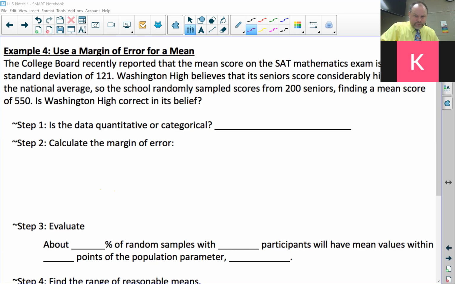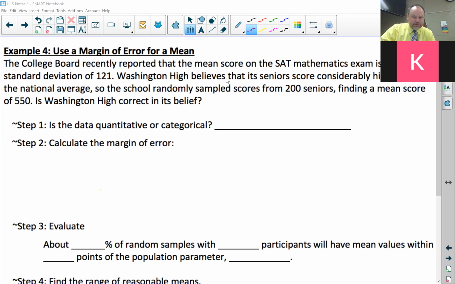All right, I'm not. All right, that's not working. How about going to chat? Go ahead and chat if you think it's quantitative or categorical. And just type that in. I'll even make it easy.